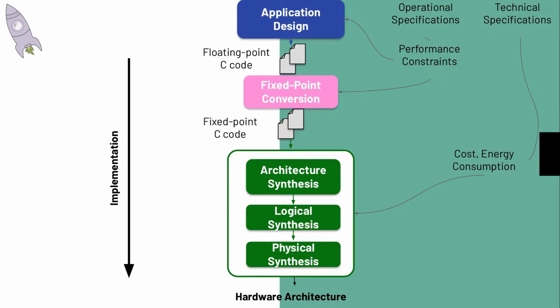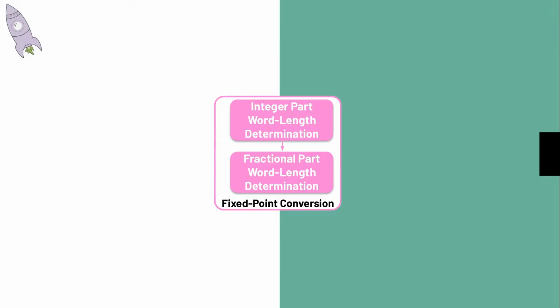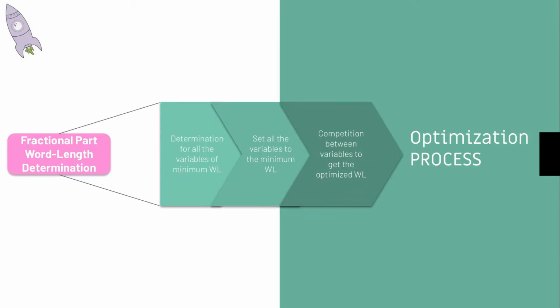The fixed-point conversion of an application is composed of two parts: the integer part word length determination and the fractional part word length determination. The tool is currently focused on the optimization of the fractional part, which is known as the NP-hard problem. To determine the fractional part word length of the variables of an application, an optimization process is launched. In the implemented optimization algorithm, this process is composed of three steps.